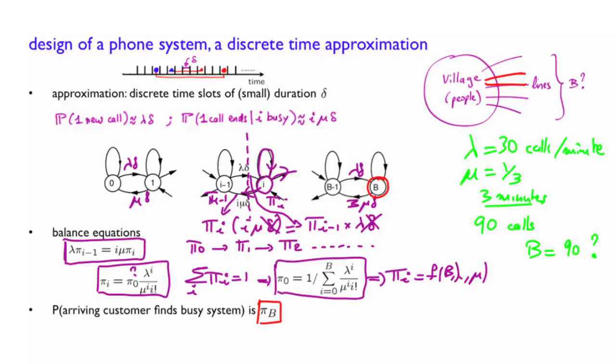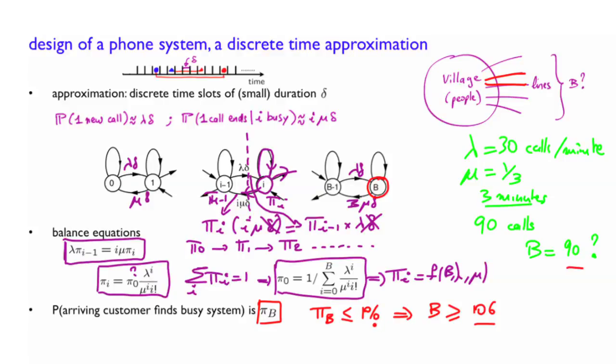How much larger than 90? Well, this is a question that you can answer numerically. By looking at these formulas, if you decide that your acceptable level of service, pi of b, has to be less than 1%, then you will find that the b that you need to design is at least 106. So you actually need some margin to protect against the fluctuation if suddenly, by chance, more people want to talk than on an average day.